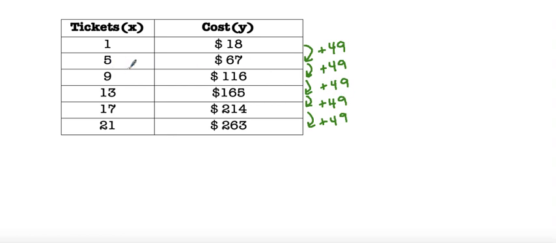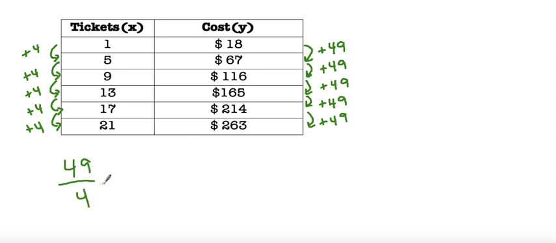And our x value is the number of tickets, which is increasing by 4. And if we look throughout our table, it continues increasing by 4. Okay, so here I could write my slope as 49 over 4. And we could do two things here. I can't simplify this fraction, but I could write it as a mixed number or as a decimal.